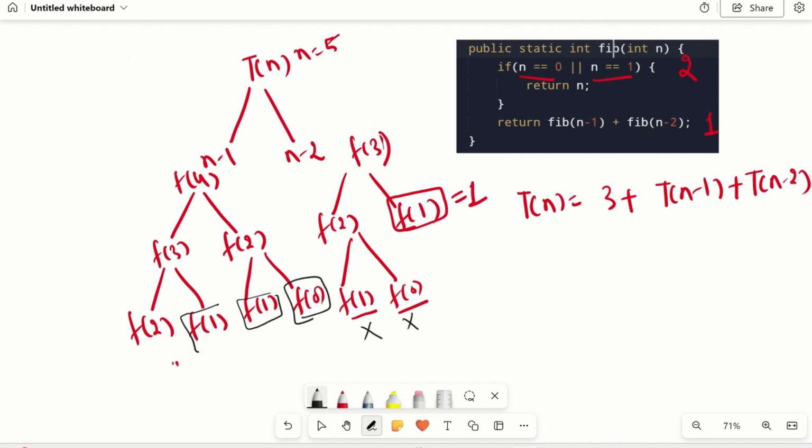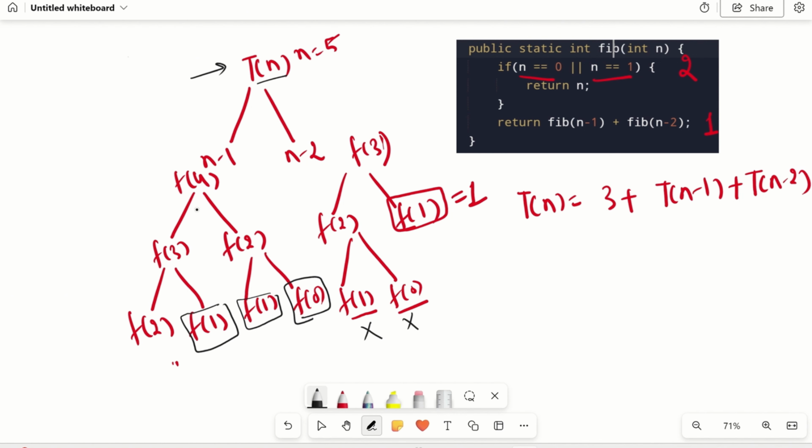This is also a base scenario. f2 we have to again break it further down, f1 and f0. So if you calculate how much work you are actually doing at each step, here you are doing 3 operations, 2 plus 1, 3, right? Rest of the work is passed down.